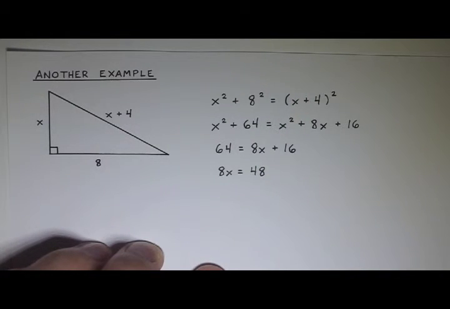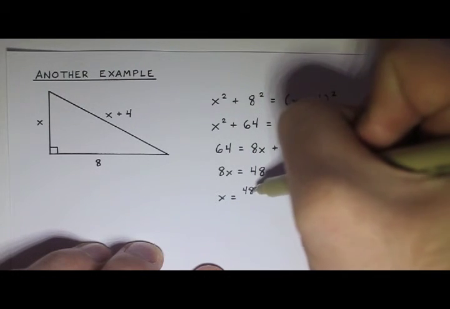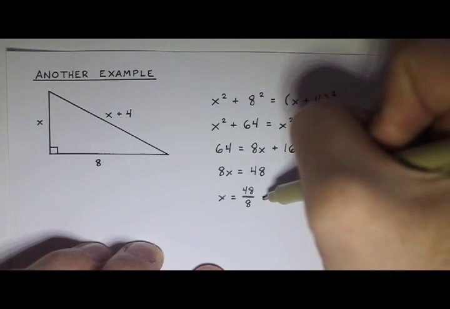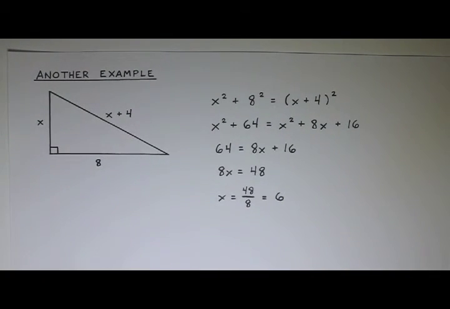And then I divide both sides by 8. So x is 48 divided by 8. But that's a nice number. That's just 6. And if you want to check, you can plug back in. 8 squared plus 6 squared should equal 10 squared.